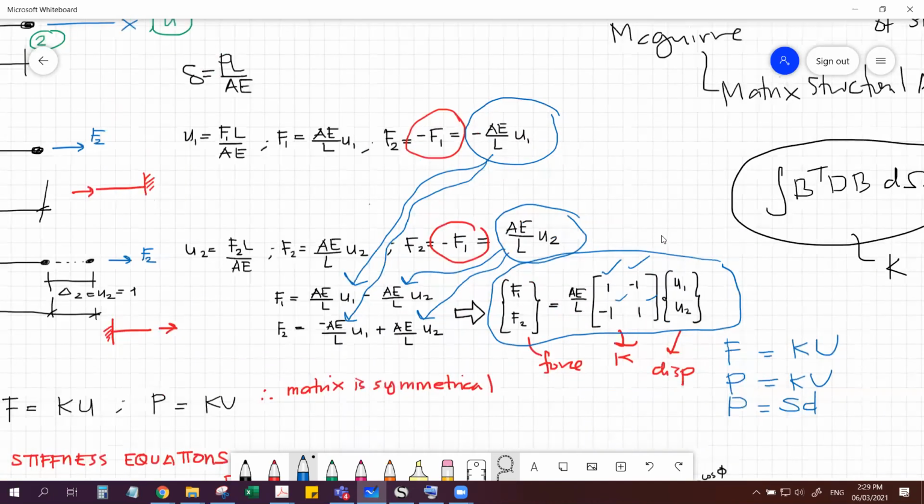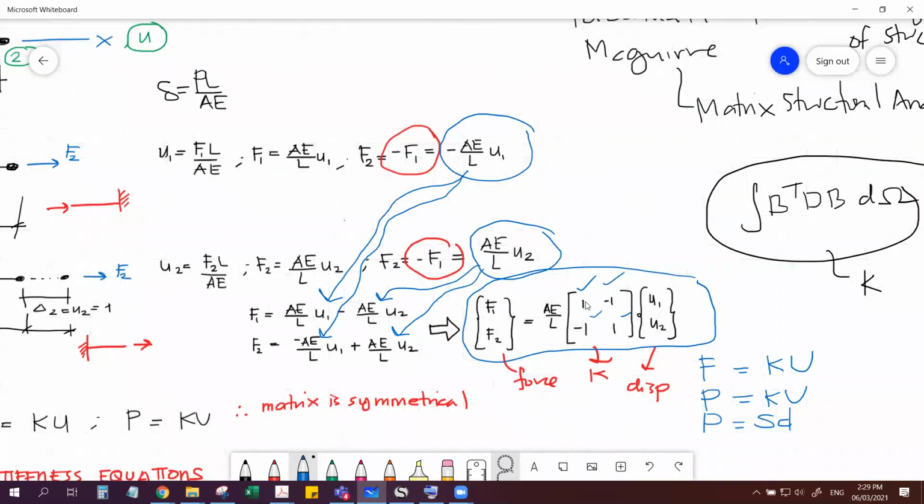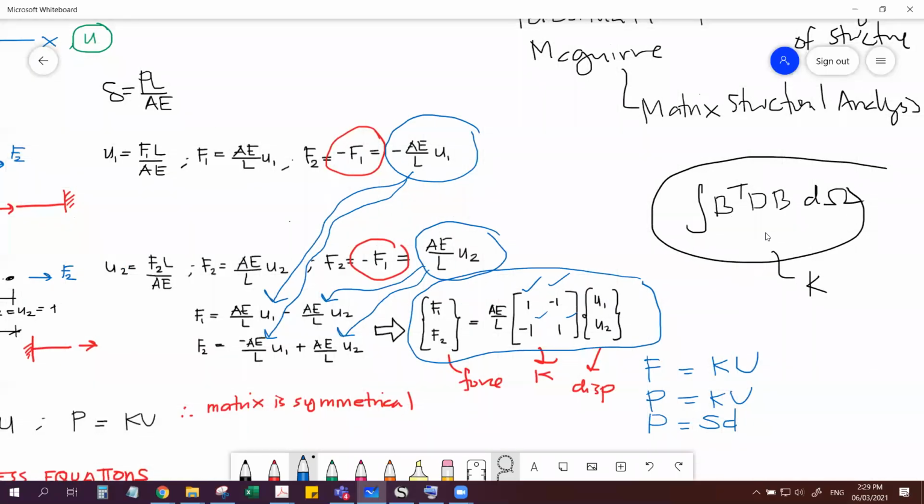If you want to know in advance the derivation of this K using the finite element formulation, you can check my videos of that here.